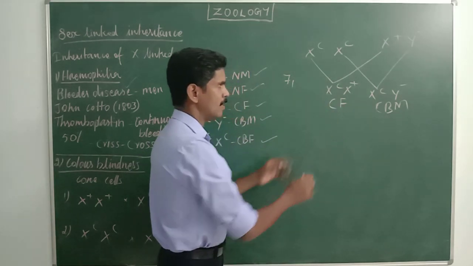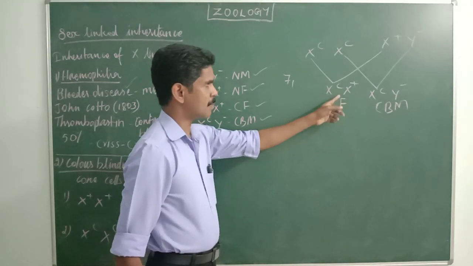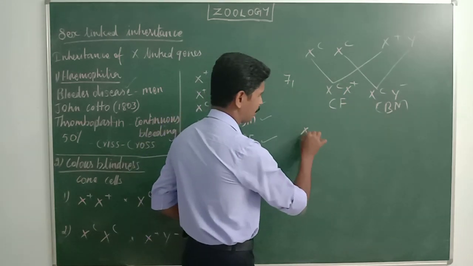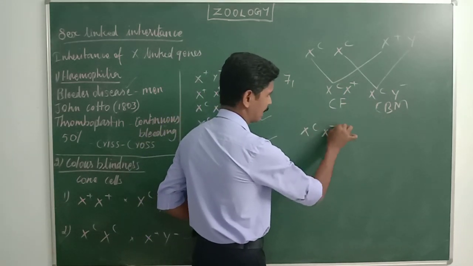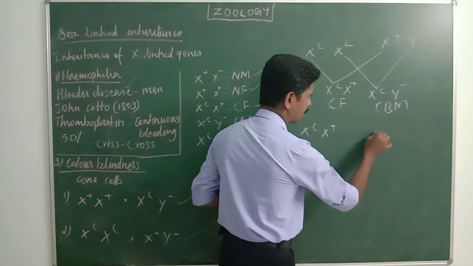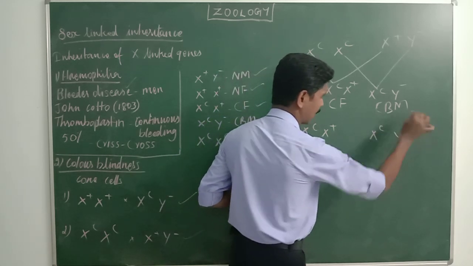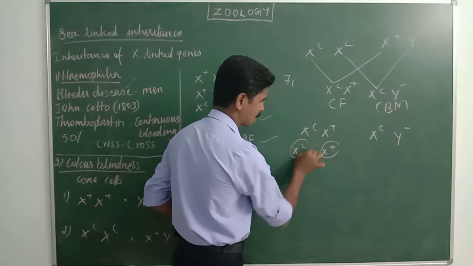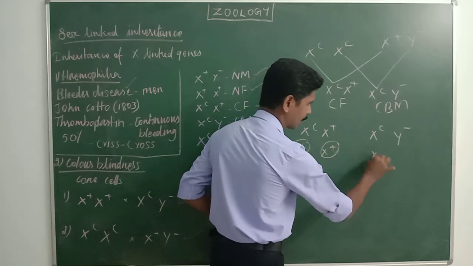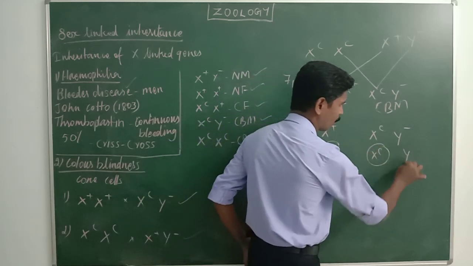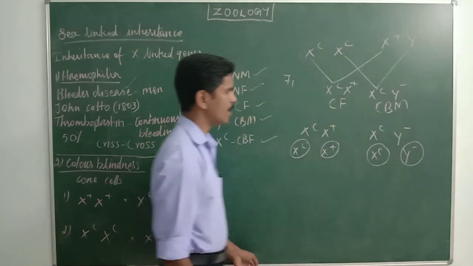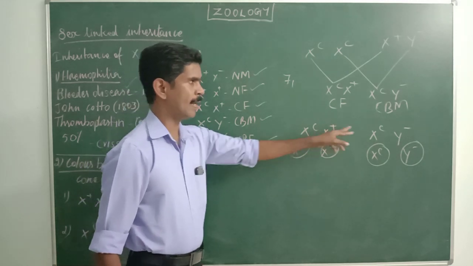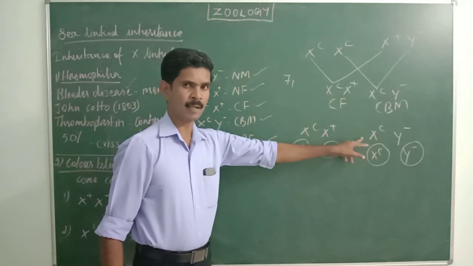Marriage takes place between the carrier female and a colorblind male. Carrier female, XC X plus, colorblind male, XC Y minus. Gametes: XC is the first gamete and X plus is the second gamete. Here XC is the first gamete and Y minus is the second gamete. So in the second generation, marriage takes place between the carrier female and colorblind male.